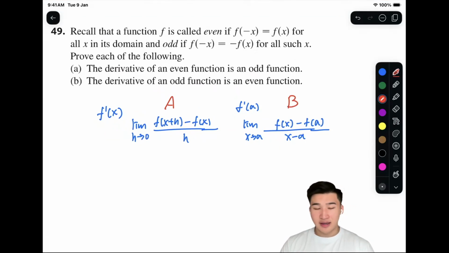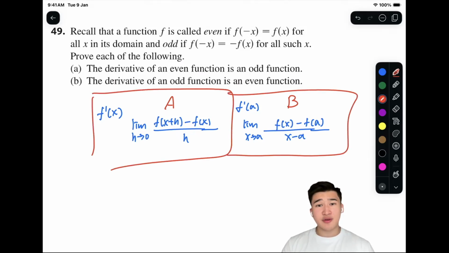I feel like the main goal, the challenge for you, is to really understand how to do both A and B, because I found out you actually learn a lot more in terms of the concept of differentiation and whatnot.